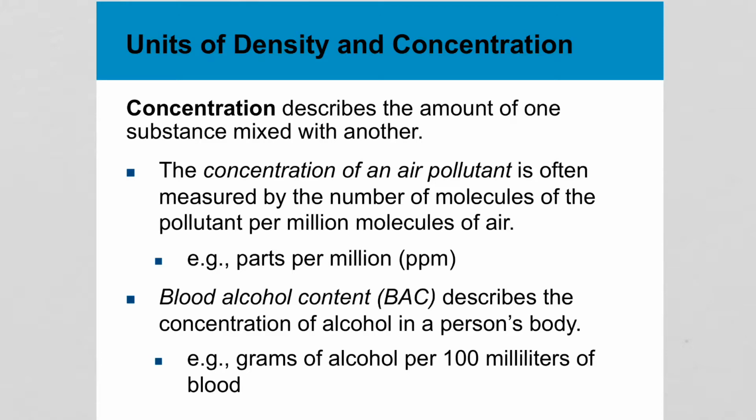Concentration is different. It describes the amount of one substance mixed with another. The concentration of an air pollutant is often measured by the number of molecules of the pollutant per million molecules of air, like parts per million. And blood alcohol content describes the concentration of alcohol in a person's body. It's the grams of alcohol per 100 milliliters of blood.